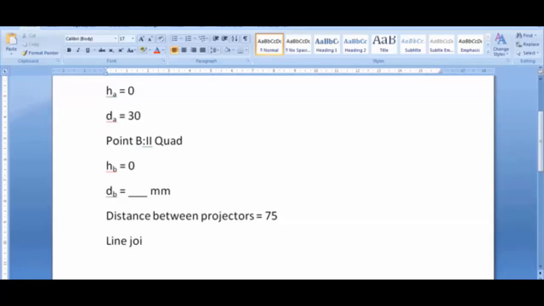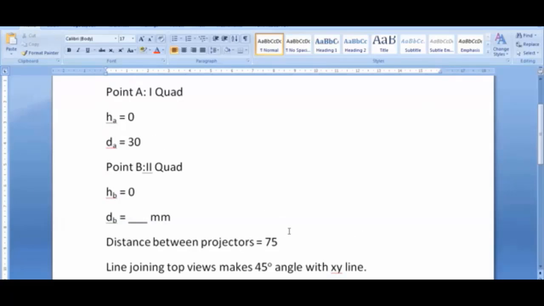Line joining top views makes 45 degree angle with XY line. XY is, as I told you earlier, the popular line, the reference line. Alright, so let us start. We can start by drawing this point A.